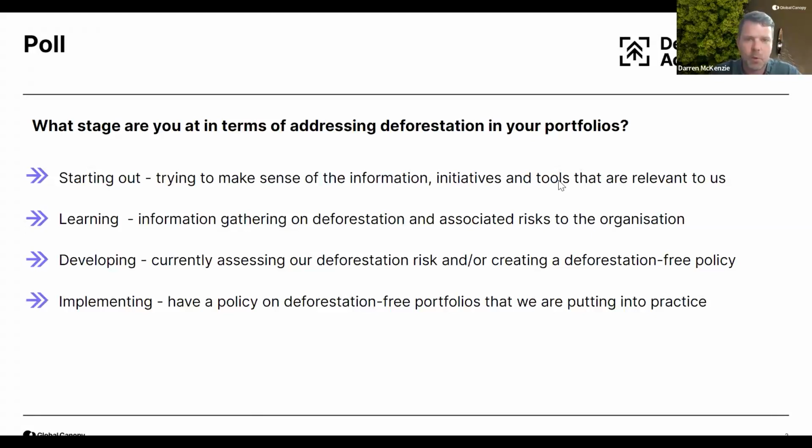Tick one of those boxes, and we will let you know the results. The results are a pretty even spread. Some of you are starting out, some of you are learning, some developing, some implementing. The whole point behind the Deforestation Action Tracker is that it can help wherever you are on that journey, and we will explore that as we go through the webinar.